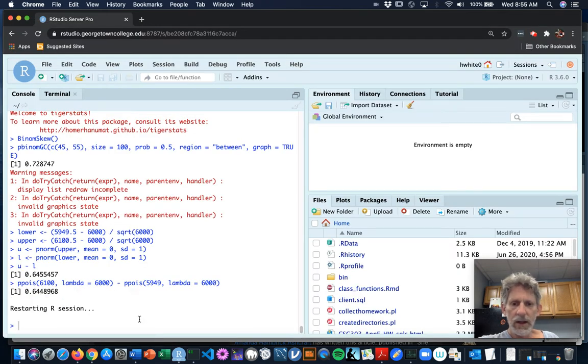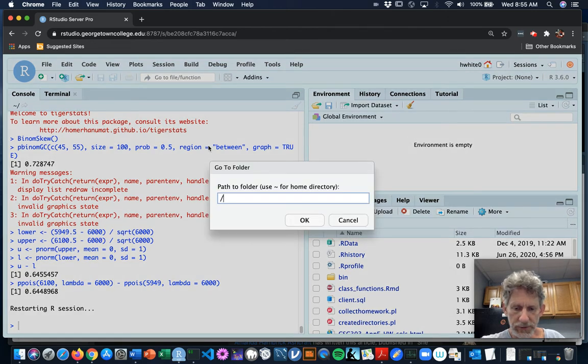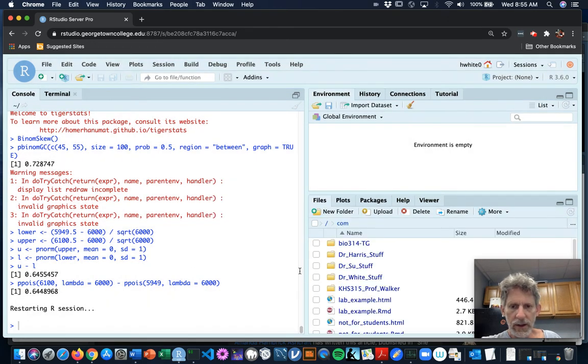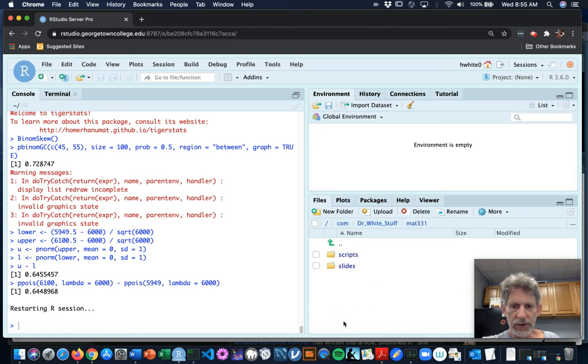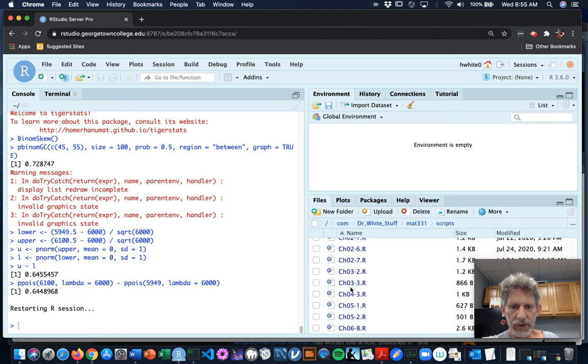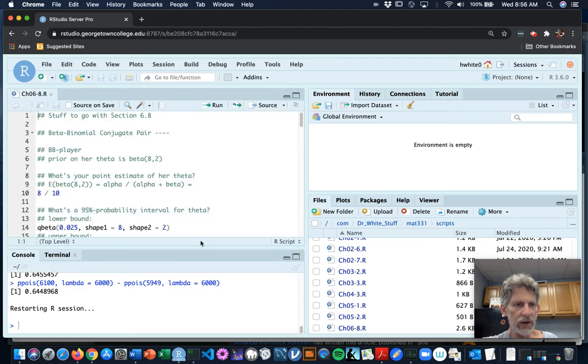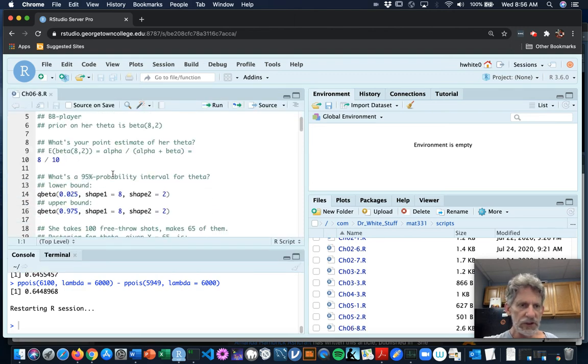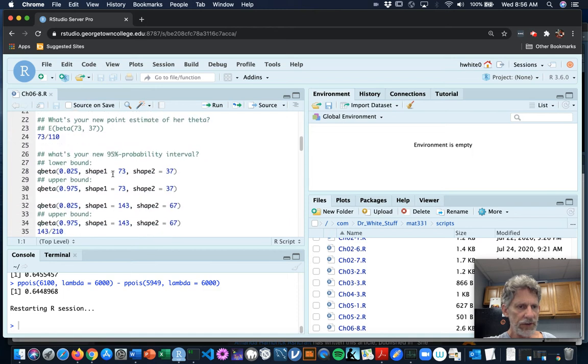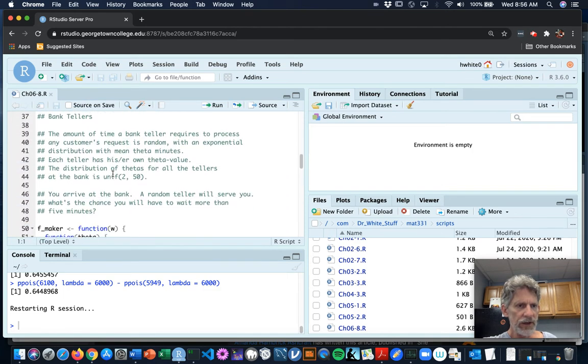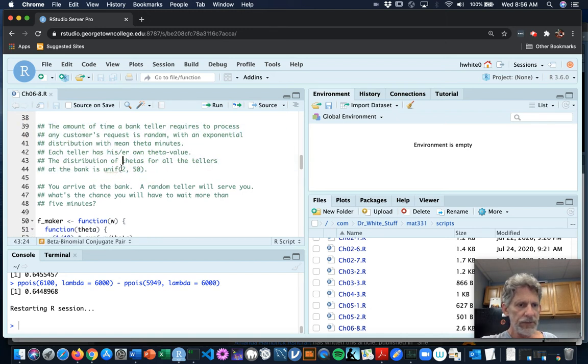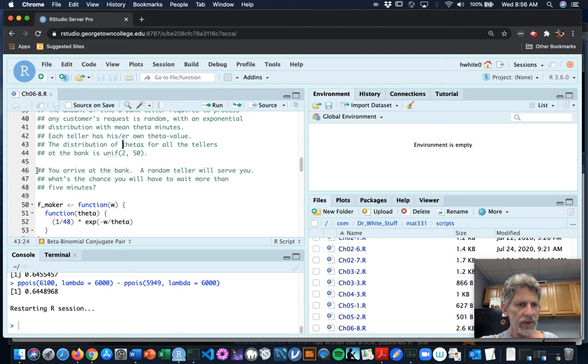So here I am in R, and let me go to the common folder, Dr. White stuff, Math 331, and under scripts, there is a section 6.8.R. We've worked through some of this in an earlier screencast, but let's now do the part on the bank tellers. So here's just a reminder of the situation we're in. And now here's that question we face.